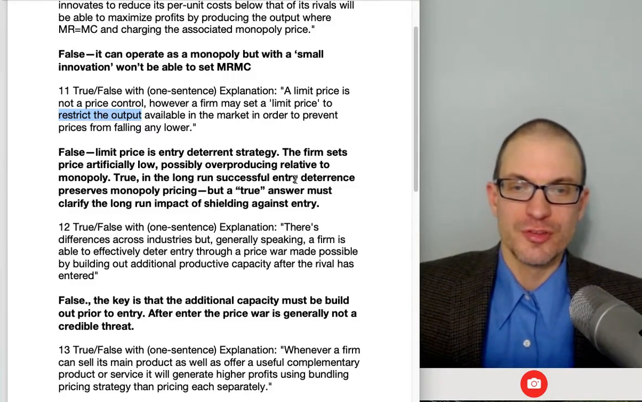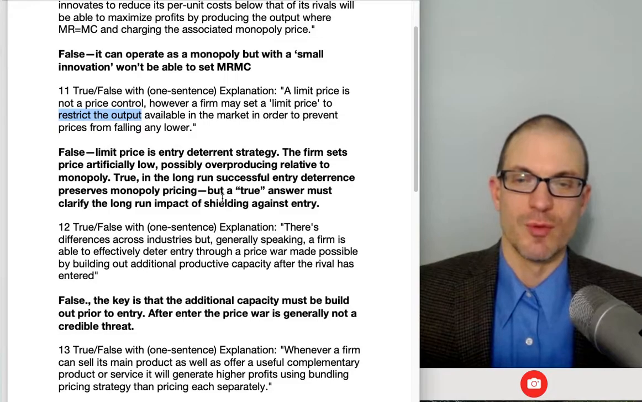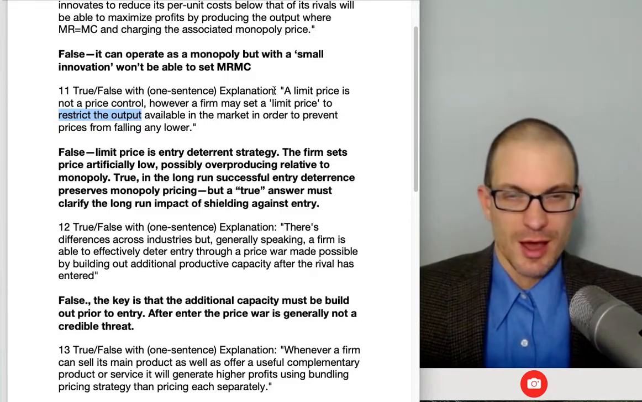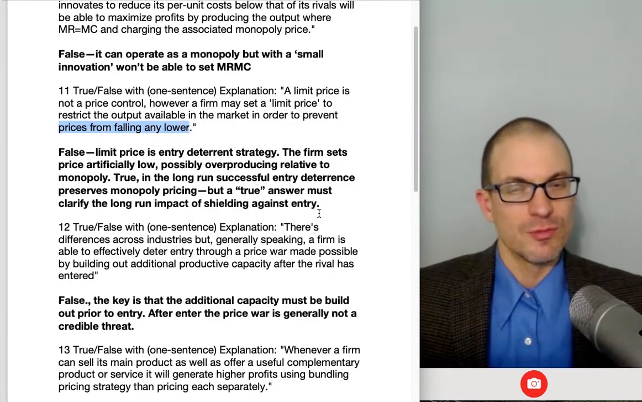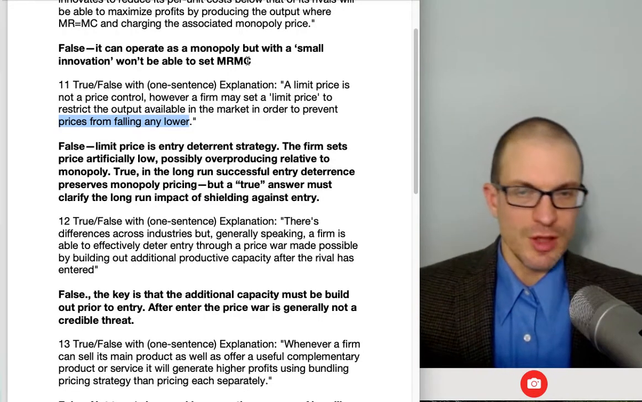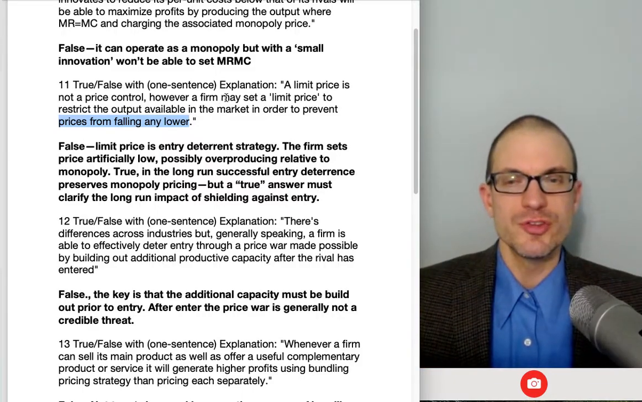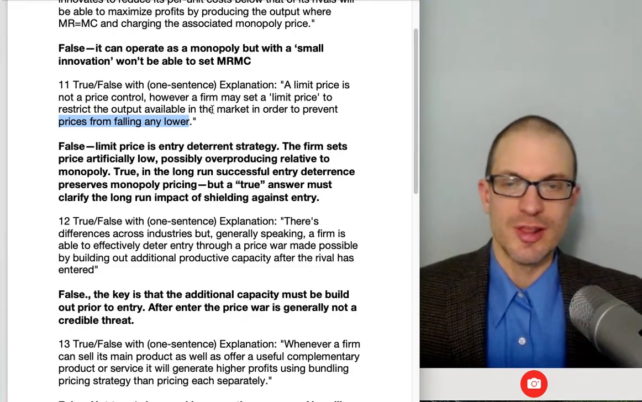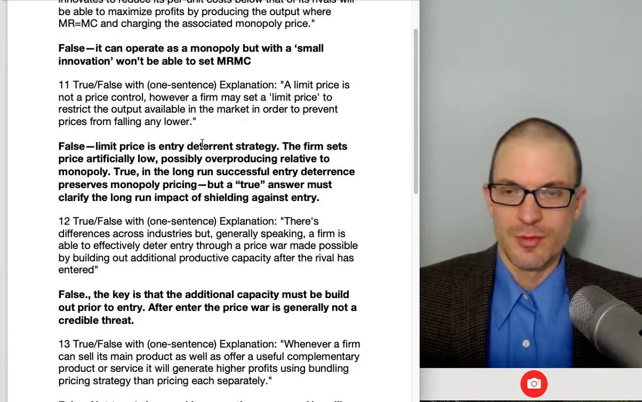Now, true: in the long run, successful entry deterrence preserves monopoly pricing, but a true answer, if you said true, must clarify the long run impact of shielding against entry. So if you're saying it was true, then I wanted to see something picking up on the fact that prices wouldn't fall any lower in the future. You'd have to say something about how, when you're no longer worried about the threat of entry, you're able to raise prices up. Some of these have a little bit of room for interpretation, but I was looking to see whether your logic was consistent with that interpretation, and that was what was necessary for full credit if you answered something a little different from what I had in mind.